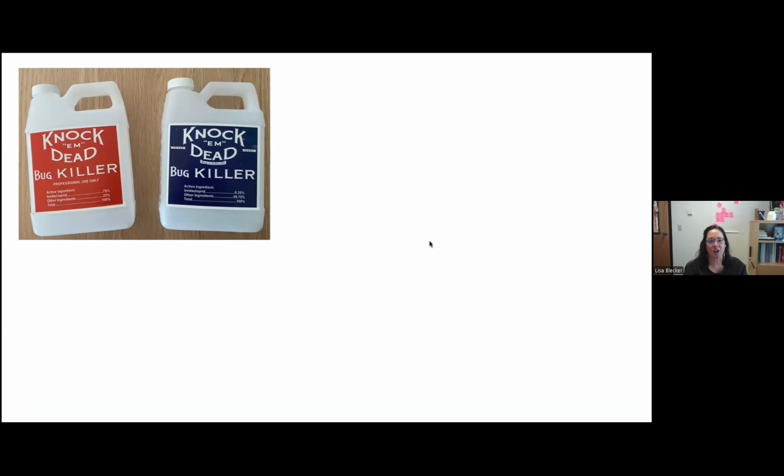Buying the right product also means, again, just because you can buy a pesticide on the internet does not mean that you should. So this is a little training prop that I like to use. These are two pesticides. They're side by side. They look very similar. They're both called Knock 'em Dead, Bug Killer. They both have the same active ingredient, imidacloprid, okay?